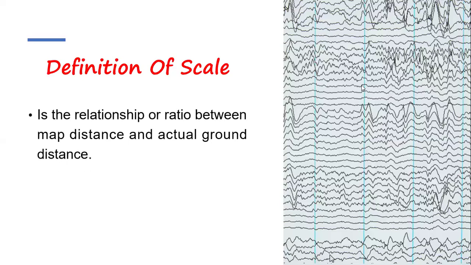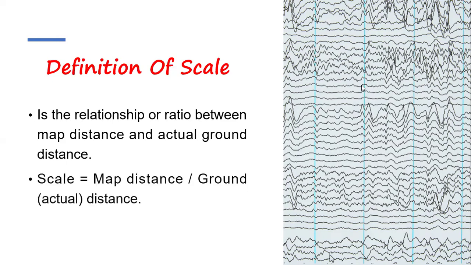Definition of scale. A scale is simply the relationship or ratio between the map distance and the actual ground distance. The relationship between the map distance and the actual ground distance is identified by the scale. So a scale equals the map distance upon the ground distance, also known as the actual distance.